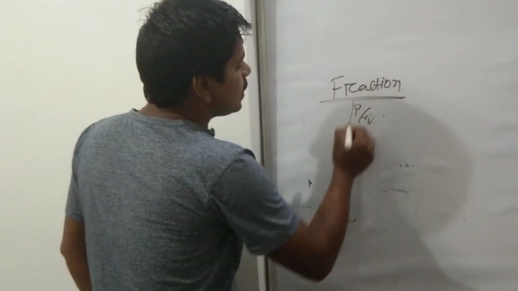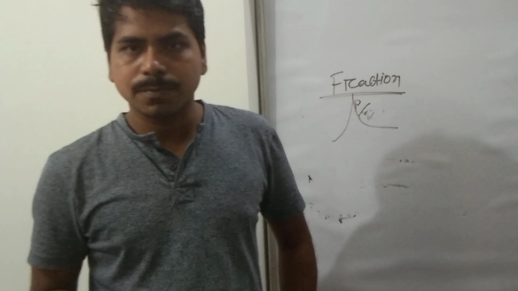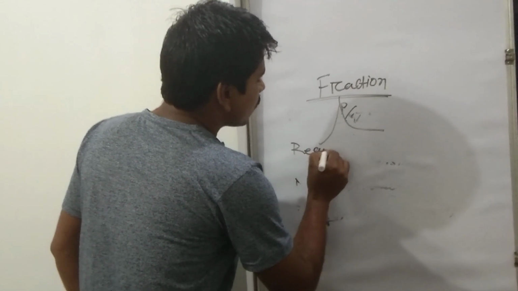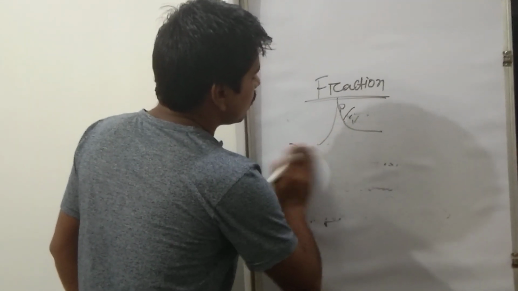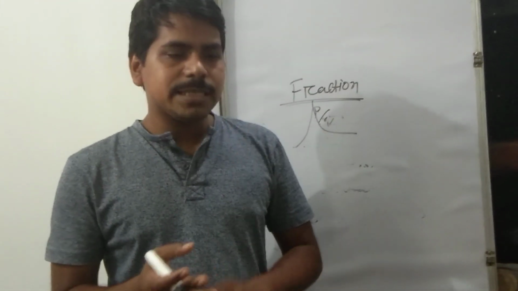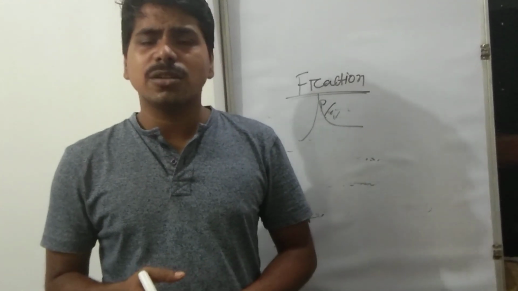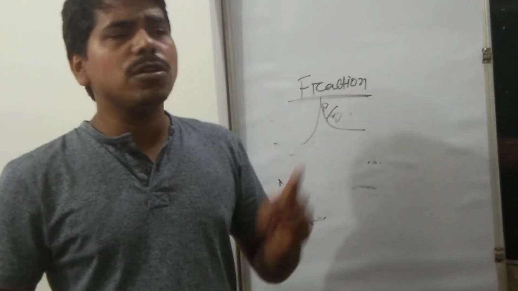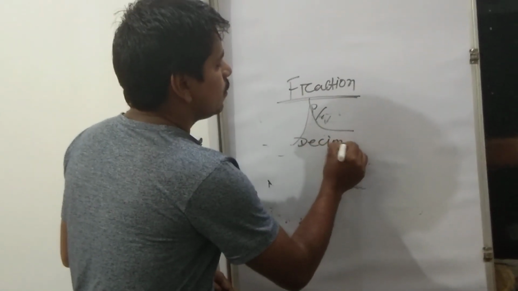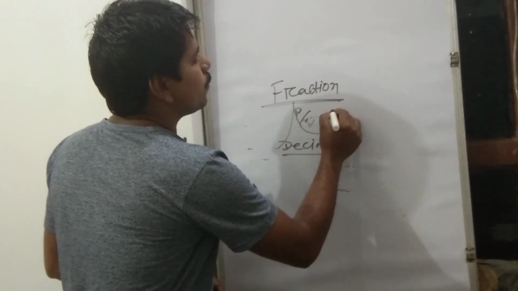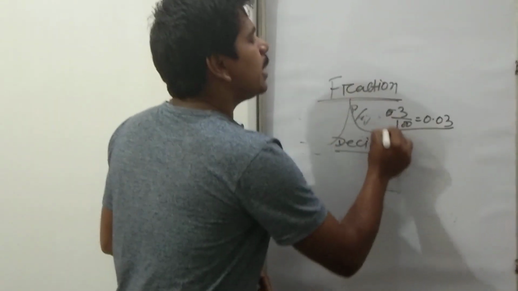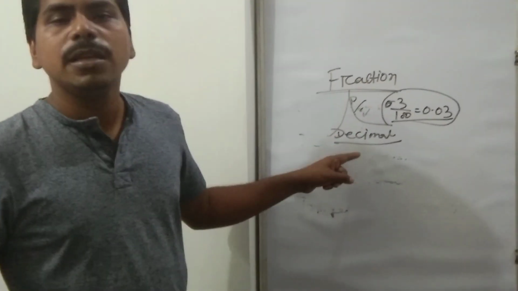We know that fraction is divided into types: mixed fractions, proper fractions and improper fractions. We do not go in this way; we come from decimals. We know that some fractions, for example 3 by 100, is 0.03. We can transfer a fraction to a decimal.